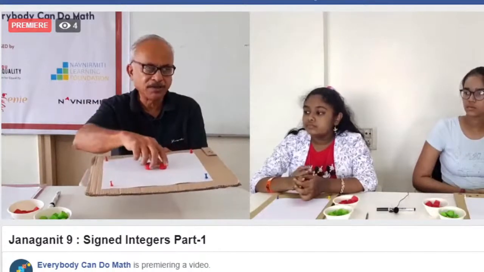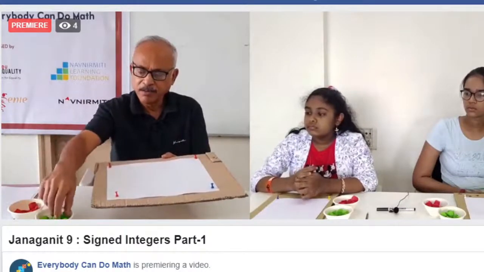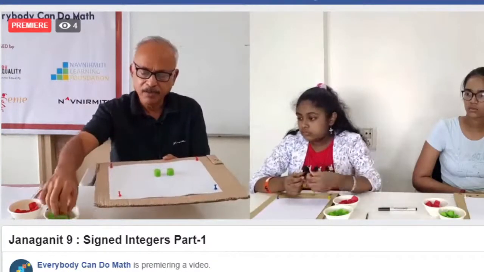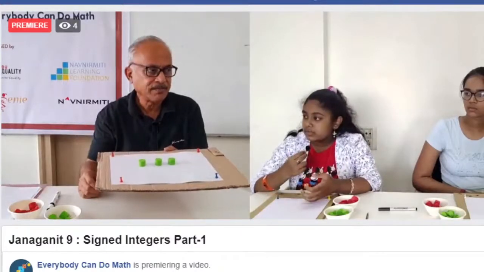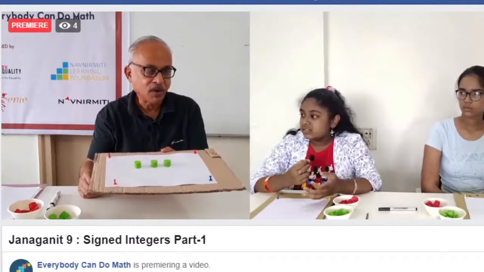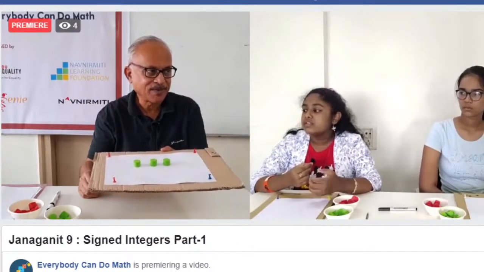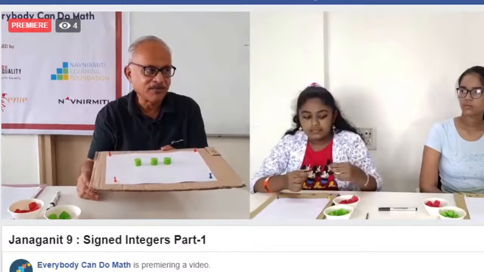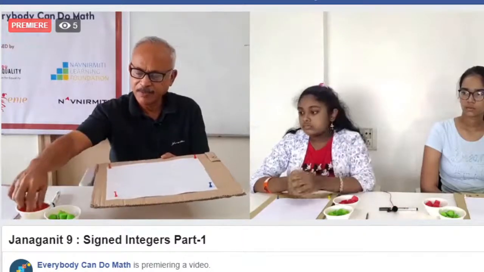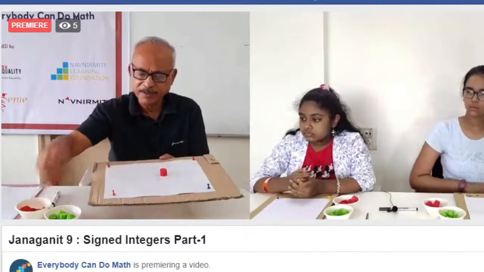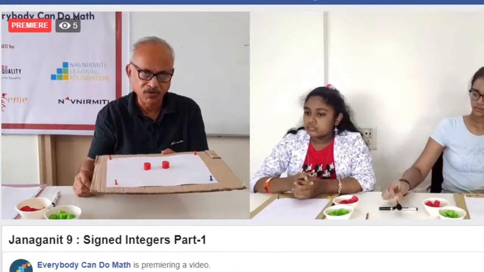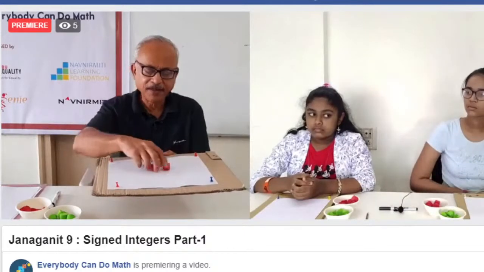So now shall we use the language of positive and negative? I'll repeat the question. Gyanjyoti, what is there in my account? 3 rupees. You have to use the language of positive and negative. We will say positive 3. Plus 3 also we will use later, but right now, this is positive 3. And Nandita, what is this? Negative 2.